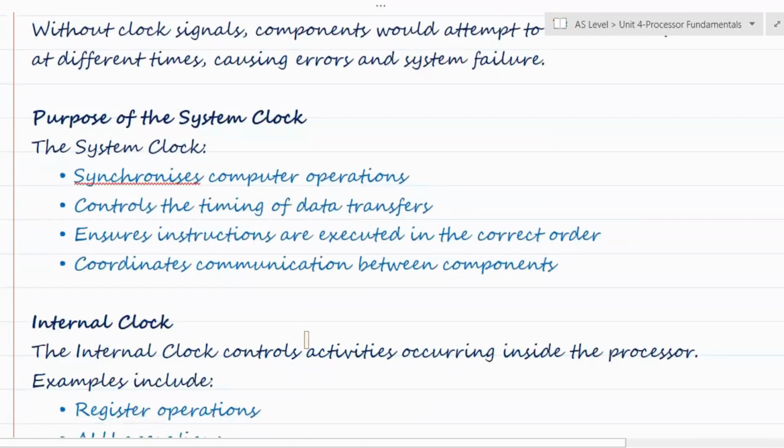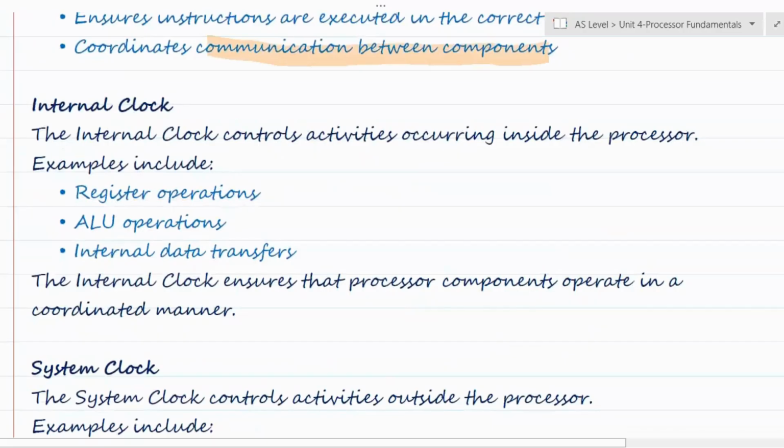Okay. So the purpose of the system clock, if you're ever asked: it synchronizes computer operations, controls the timing of data transfers, ensures instructions are executed in the correct order, and coordinates communication between the components.